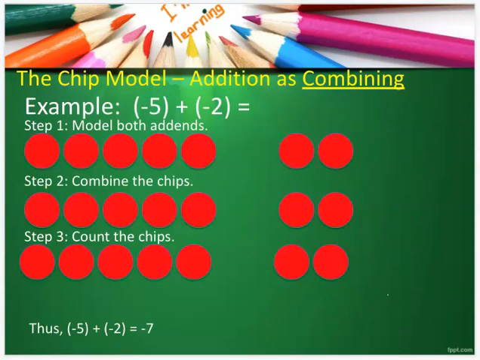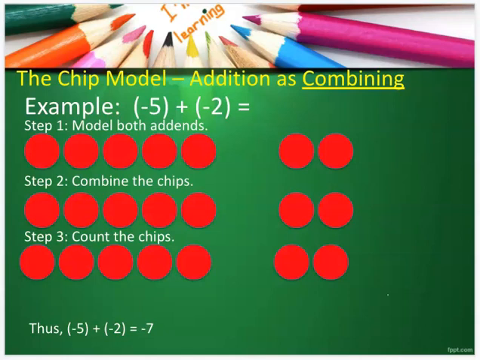What if both our addends are negative? We follow the same procedure. So we're going to model both addends, 5 red chips for negative 5 and 2 red chips for negative 2. We're going to combine the chips and count them. So negative 5 plus negative 2 is negative 7.